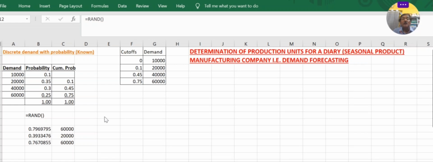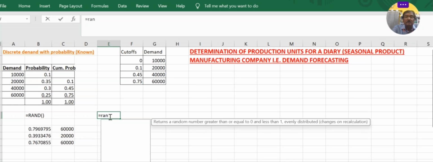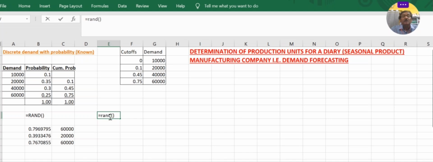If you write any figure in any cell, it will automatically change. I am showing you how the random number will come. Suppose I am writing in this cell equal to RAND in brackets, then you will see the random number will come here. And if you write anything in any cell, it will automatically change. This random number is coming with the help of this Excel function.